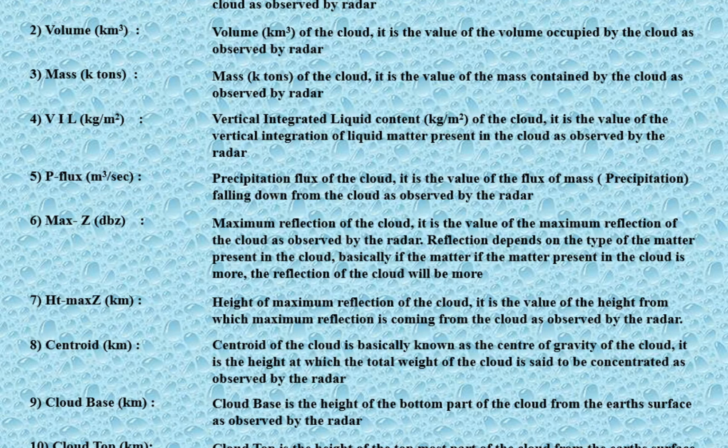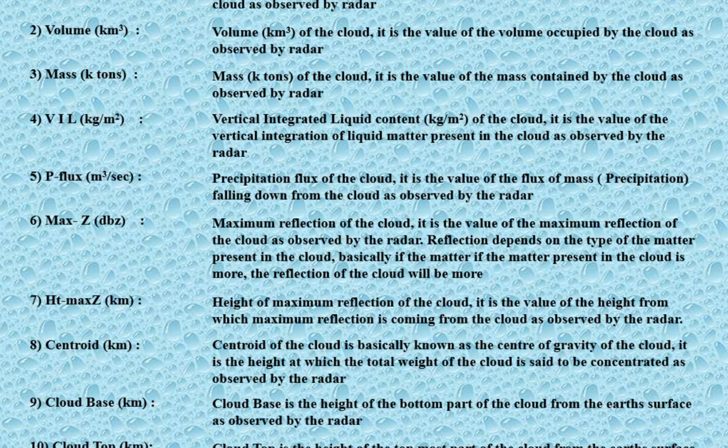Next parameter is max Z. Z stands for reflection of the cloud. Maximum reflection of the cloud is represented by max Z. It is the value of the maximum reflection of the cloud as observed by the radar. Reflection depends on the type of matter present in the cloud. Basically, if the matter present in the cloud is more, the reflection of the cloud will be more. Next parameter is the height of maximum reflection of the cloud. It is the value of the height from which maximum reflection is coming from the cloud as observed by the radar.